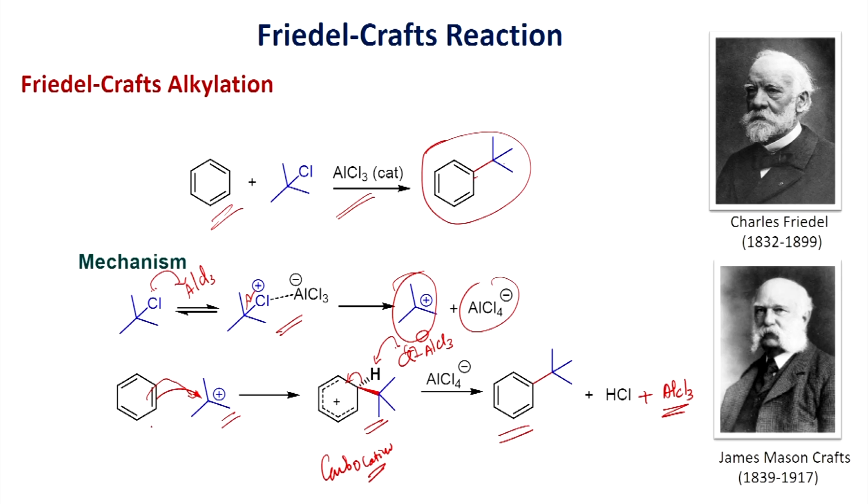Therefore, if you have the alkyl halide and you react with the Lewis acid, you will be able to form a carbocation which acts as an electrophile. Now, the benzene can act as a nucleophile. It can undergo first addition reaction, as you can see, then elimination, cleavage of this carbon hydrogen bond, then you will be able to form tert-butylbenzene via carbon bond formation.